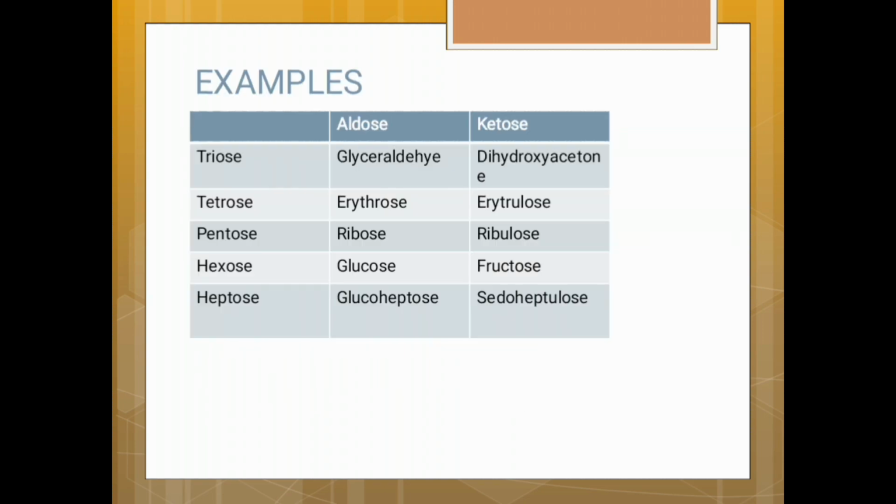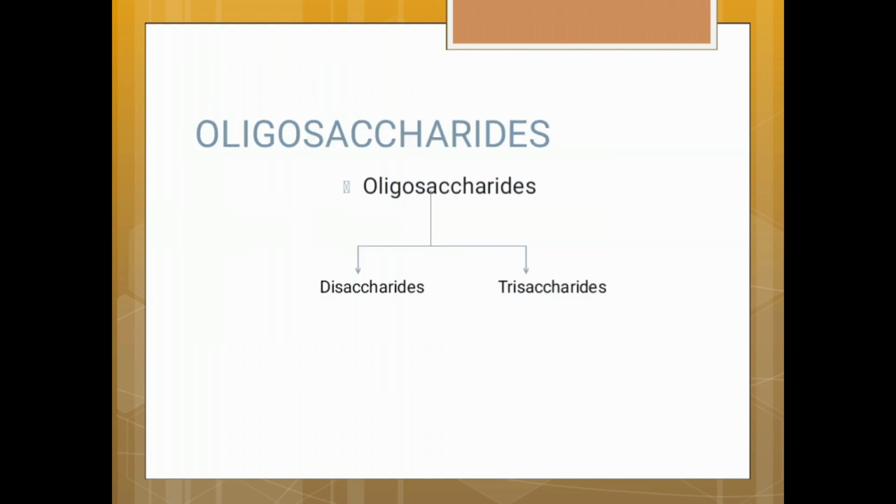Here are a few examples of monosaccharides based on their number of carbon atoms and based on their functional group. And let's move to oligosaccharide. Oligo means few. That's a Greek word meaning few.